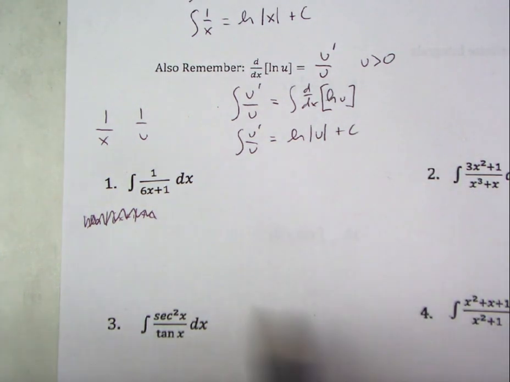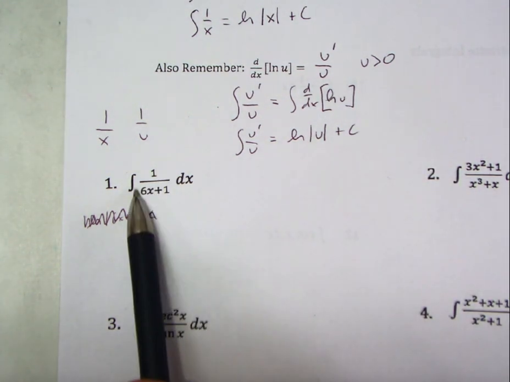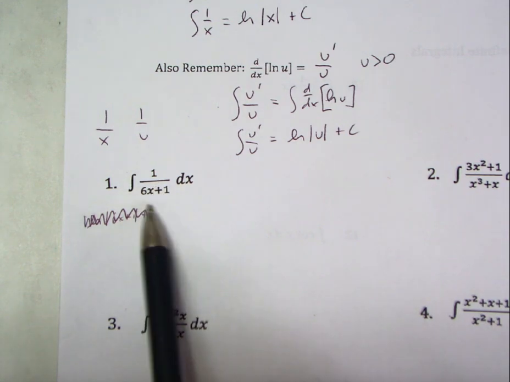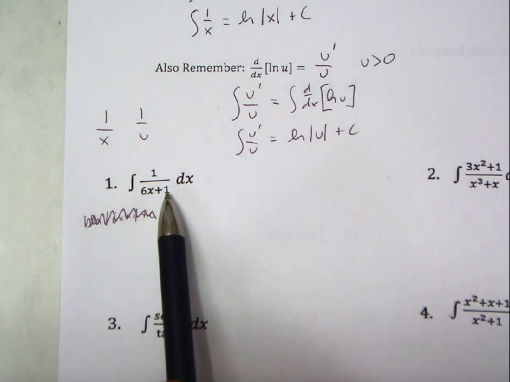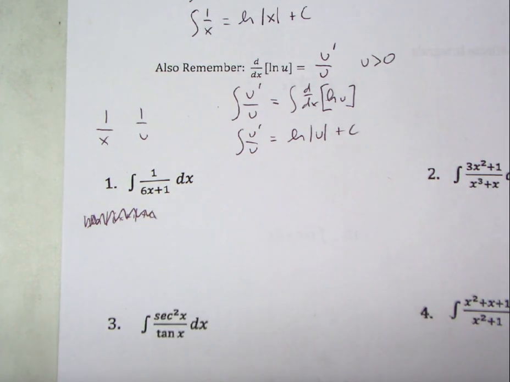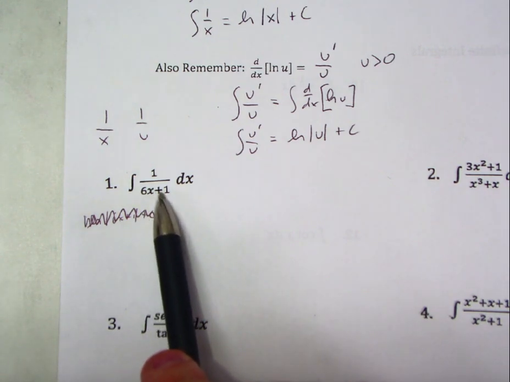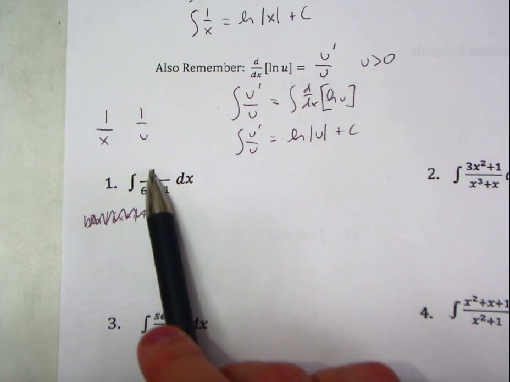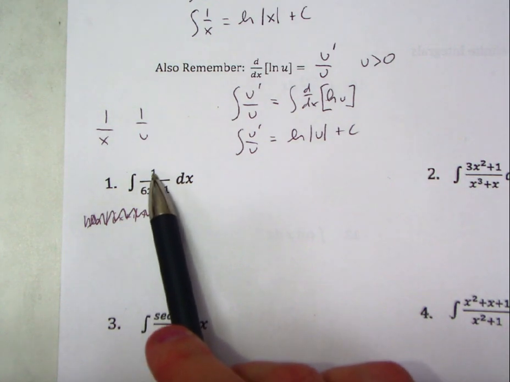More times than not, you're going to be setting your denominator equal to u. So I'm going to have 6x plus 1 equal u. And remember, you want to choose something for u where the derivative or some form of the derivative shows up elsewhere. The derivative of 6x plus 1 is 6. 6 is a constant, so it's a form of 1. We'll be able to pull it out.